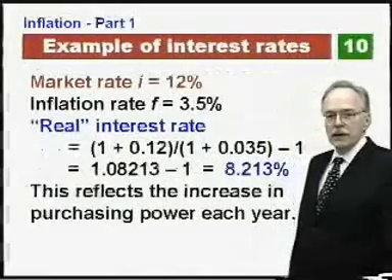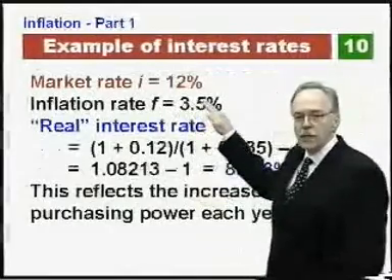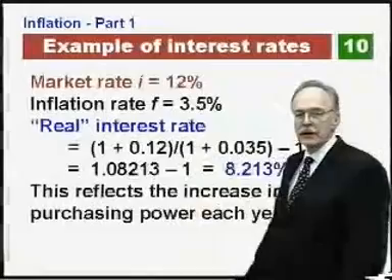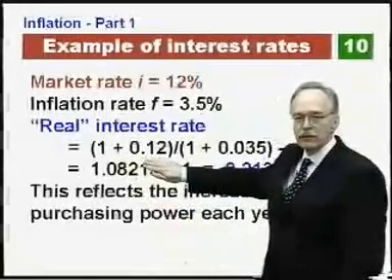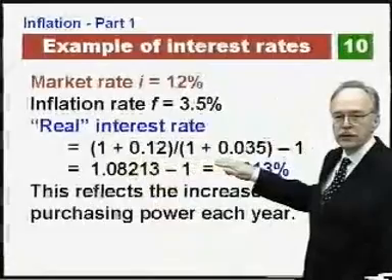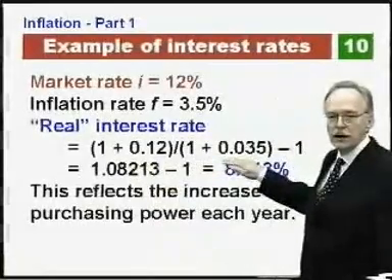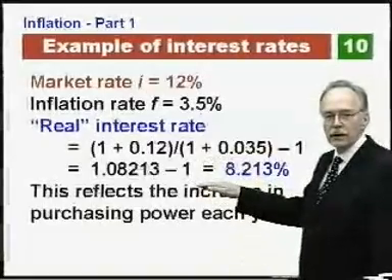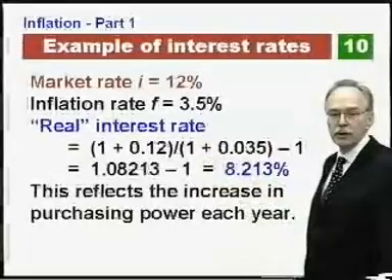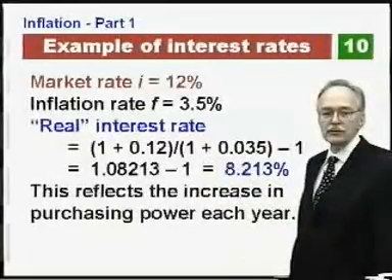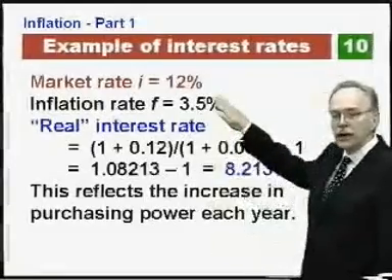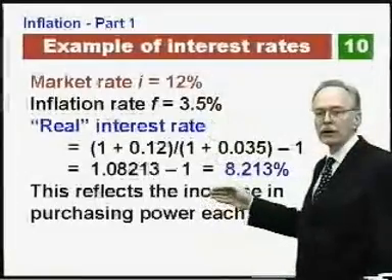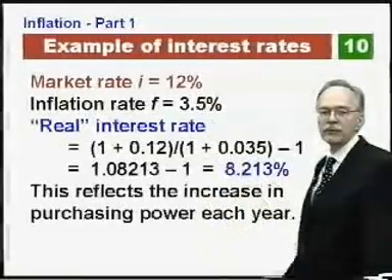Let's look at some examples. Let's imagine the market interest rate is 12%. If the inflation rate is 3.5%, then we can back out the real interest rate. We take the factor for the market interest rate, 1 plus 12%, divided by the factor for the inflation rate, 1 plus 3.5%, and that gives us the factor for the real interest rate. Of course, we subtract 1, and that gives us the percentage, 8.213%. So this reflects the increase in purchasing power each year if you have a market rate of 12% on your investments and inflation rate's 3.5%. You're really earning this much in terms of purchasing power.